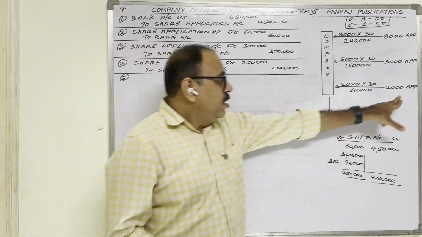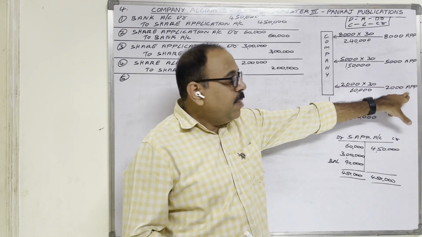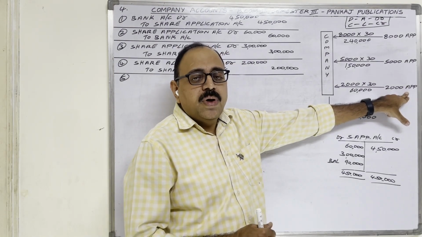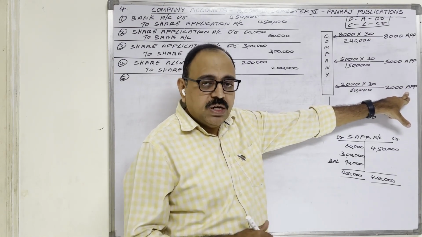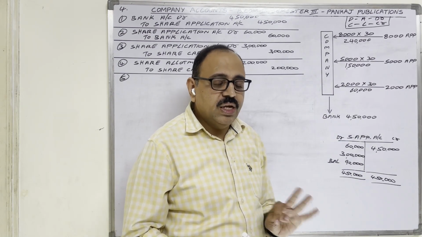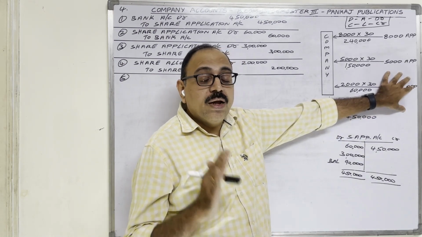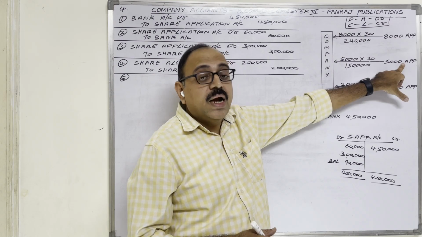See, third category applicants, now we can forget, because the application money we received from them, the company returned. So while writing allotment entries, first call entries, final call entries, we need not consider third category applicants. Come to second category applicants.